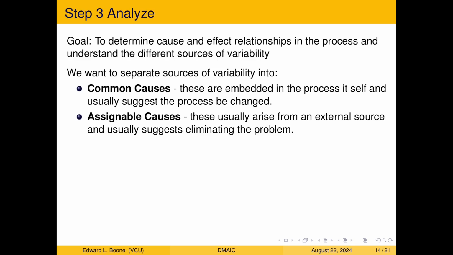Once we have this data, because we've measured it, we can go to analyze it. We want to determine the cause and effect relationships in the process and understand different sources of variability. We want to separate sources of variability into what are called common causes. These are embedded in the process itself and can usually suggest how the process can be changed. And then there are what are called assignable causes. These usually arise from an external source, and usually suggest ways to eliminate the problem. These are things that you don't really have control over, whereas the common causes you do have control over.